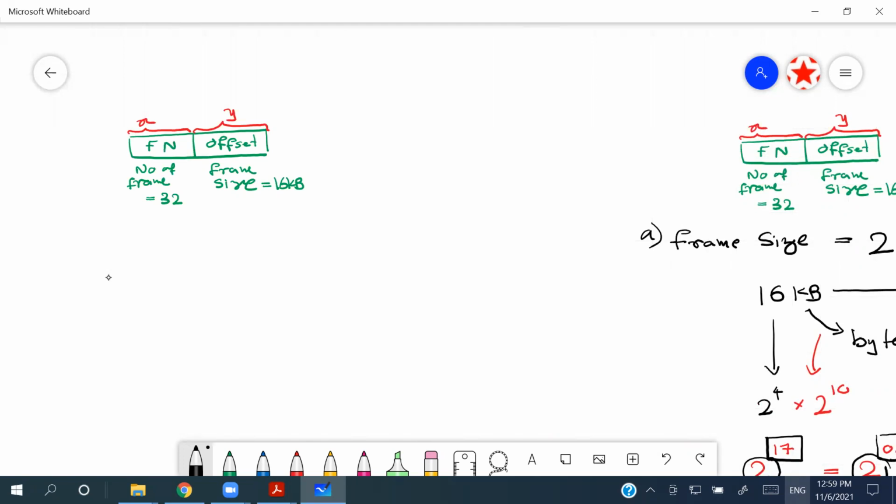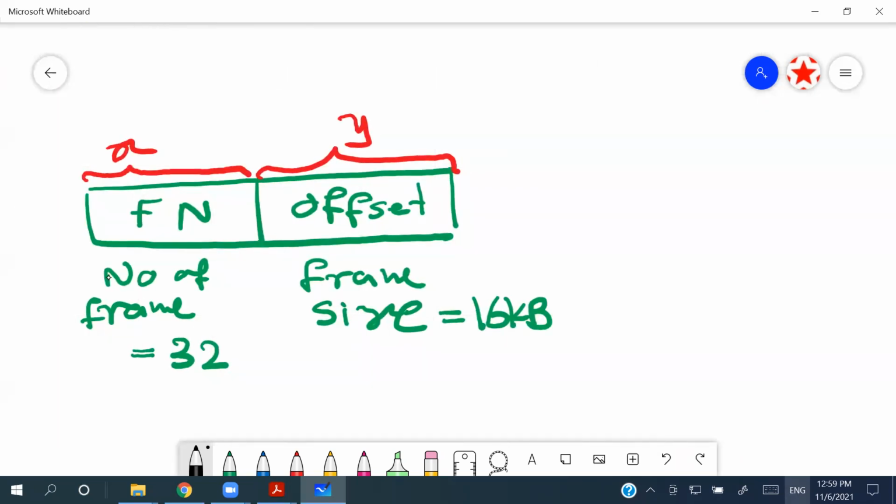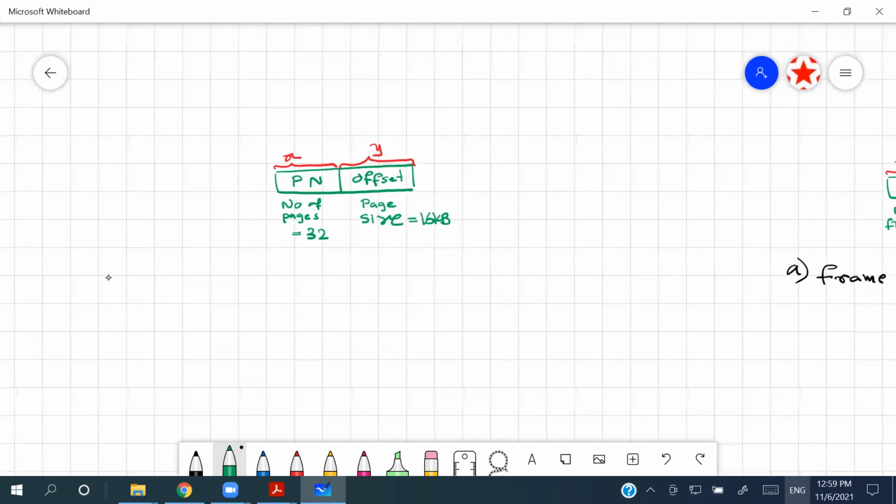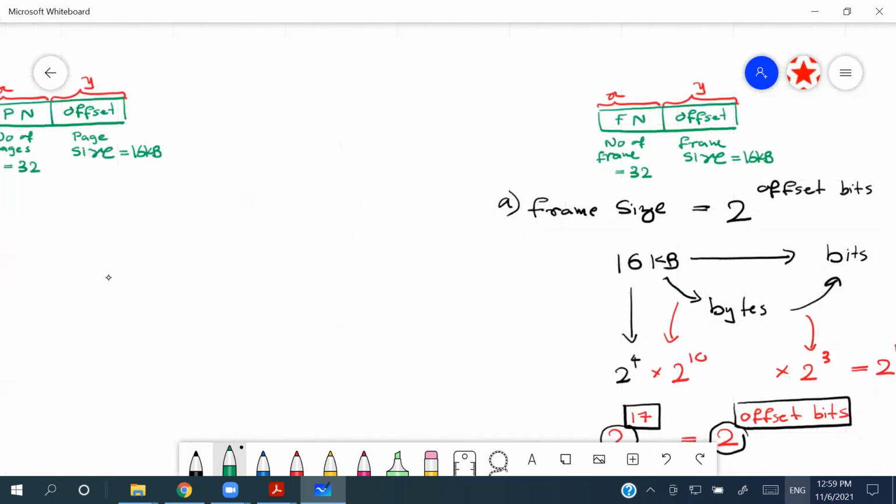Right? So the only difference is here we are going to have a page number, not a frame number. This is going to be the number of pages, and this is going to be the page size. Right? So how were the details?